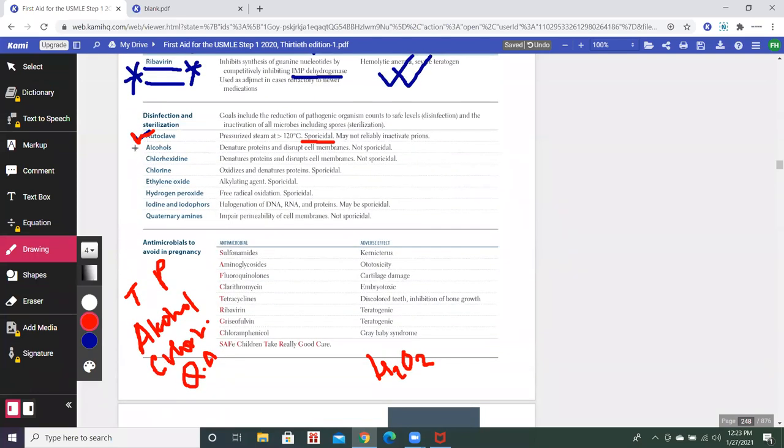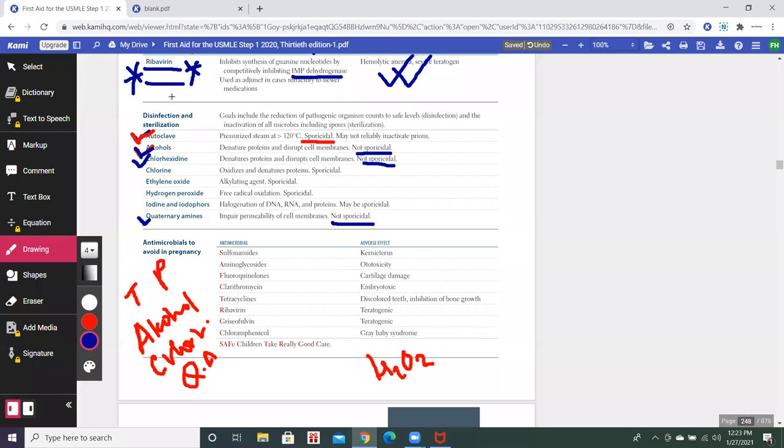So having said that, alcohols will cause protein denaturation and disruptions of the cell membrane, and alcohols are not sporicidal, okay? Meaning that they will only disinfect, but they will not kill the spores. So alcohols are not sporicidal. Chlorhexidine, once again, will denature the protein and disrupt the cell membrane. They are not sporicidal, okay? Then, quaternary amines will impair the permeability of the cell membrane, and they are not sporicidal, okay?